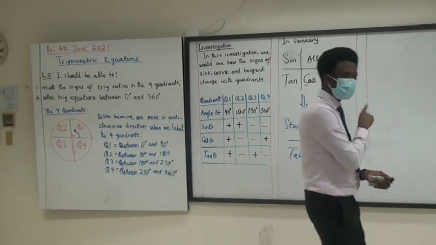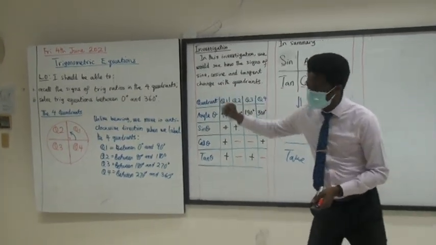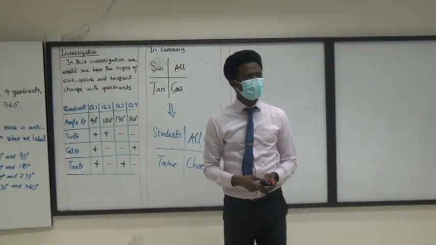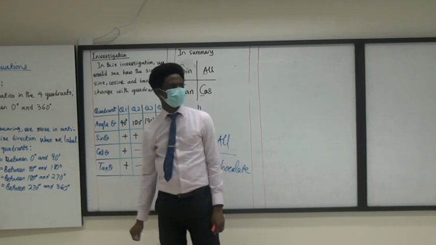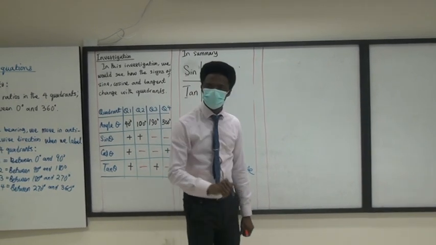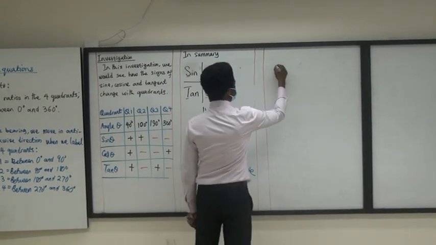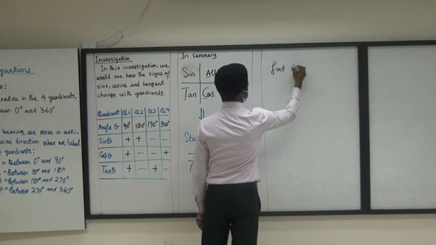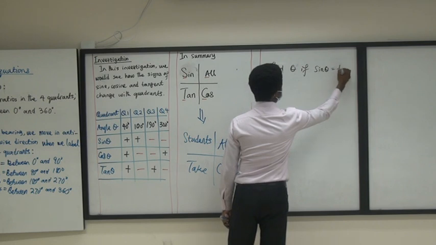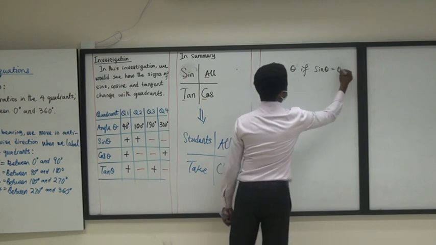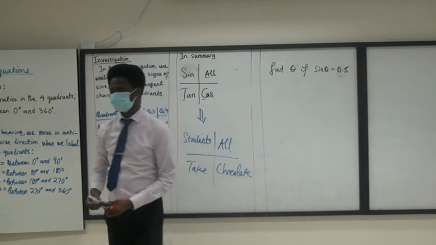Okay, now, why is this important? Because I want to teach you trig equations. IGCSE requires that you solve trig equations between 0 and 360. Can I ask you a question before we begin that? If I tell you find theta, if sine theta equals 1 over 2, or maybe I will just call it 0.5. Quickly, use your calculator. Tell me what theta is.